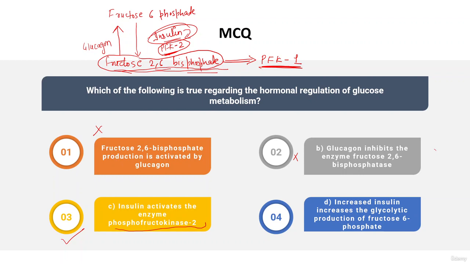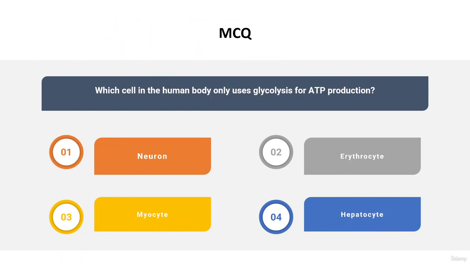So let's see the next question. Which cell in the human body only uses glycolysis for ATP production? The first option is neuron. What they're asking is which cell only uses glycolysis for ATP production. So no ETC, electron transport chain, and nothing else, only glycolysis. So the answer is erythrocytes.